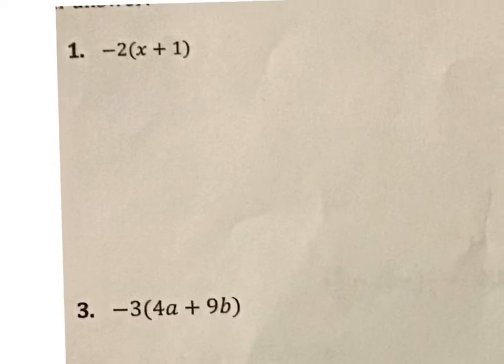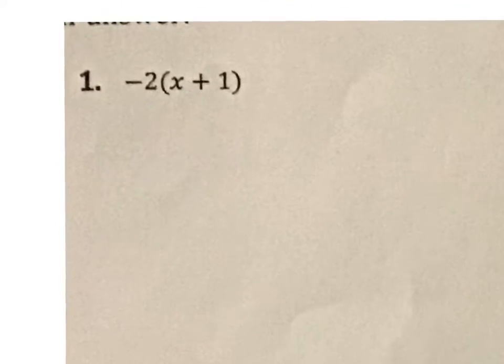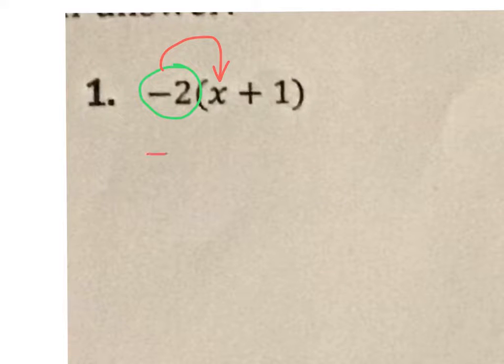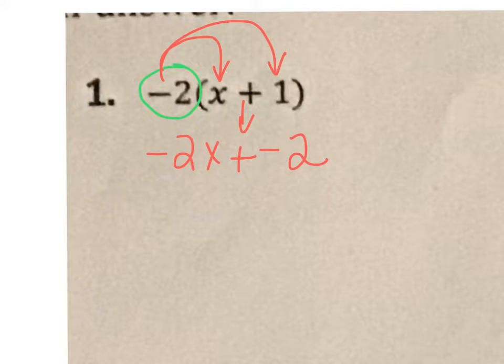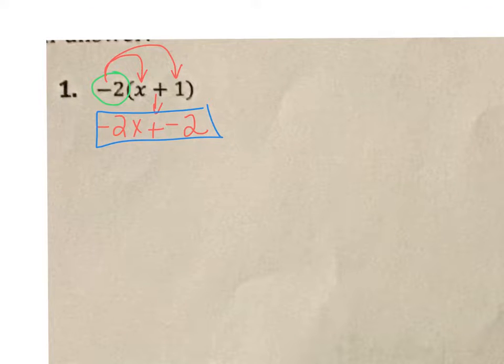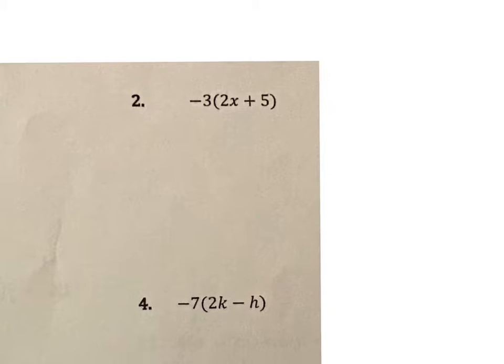All right, here we go. We're simplifying and putting everything in standard form. I notice this problem right away. I see the parentheses, and as soon as you see that, you just start thinking distribute. This -2, -2 times x is -2x. Bring down the plus. -2 times 1 is -2. And that would be your simplified expression. Some of these you should be going pretty quickly through like this, and some of them you're going to take a little bit more time, and that's okay.